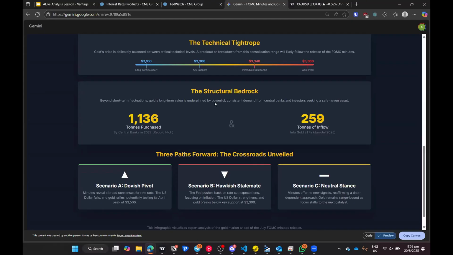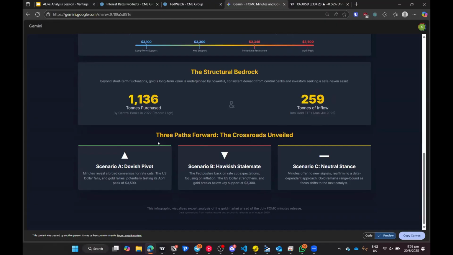Okay, so in terms of your physical delivery, you can still see this very skewed graph where the demand and the state of delivery is still skewed towards more demand for physical delivery. Okay, so 1,136 purchased back in 2022, and this year alone it's 259. Okay, so three key recommendations by Gemini.